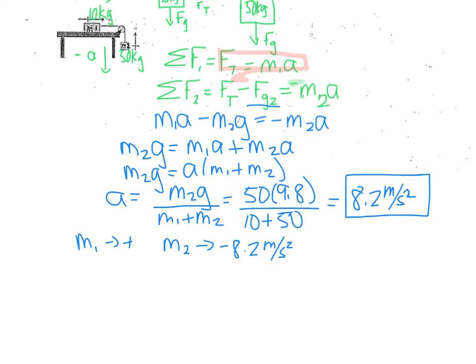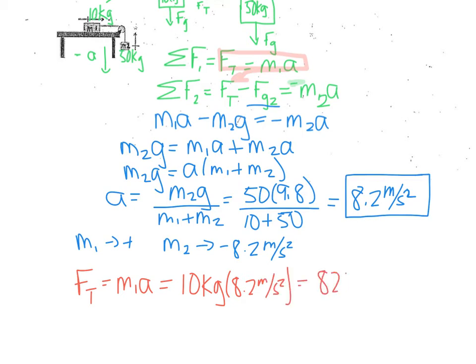All right, so the next part then is to solve for tension force, and this is fairly easy. We'll go with the highlighted equation above because that's the easier one to plug into. And again, using the subscripts helps us to plug into the correct masses. So M1, that was our 10 kilogram mass, and we're going to multiply that by our newly found acceleration of 8.2 meters per second squared, and that gives us 82 newtons.